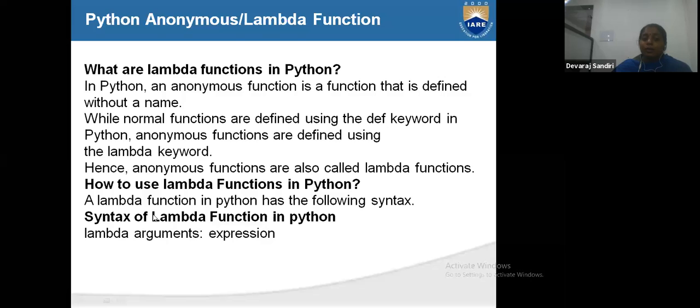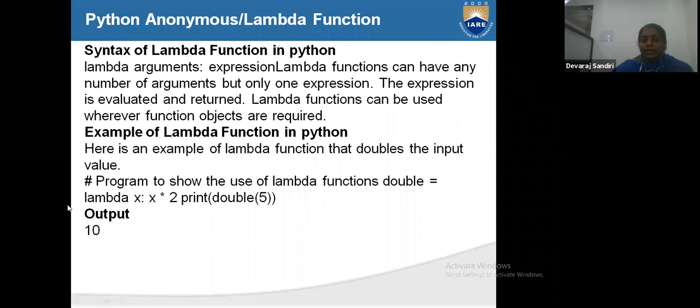How to use a lambda function in Python? The syntax of lambda is: lambda arguments: expression. A lambda function can have any number of arguments, but only one expression. You can give many arguments, but you have to give one expression. The expression is evaluated and returned. A lambda function can be used wherever a function object is required.